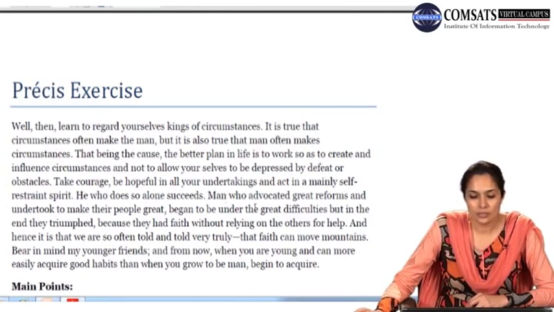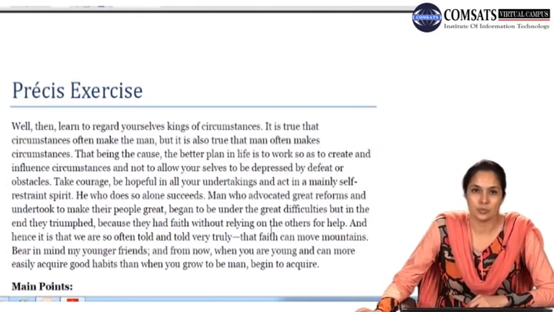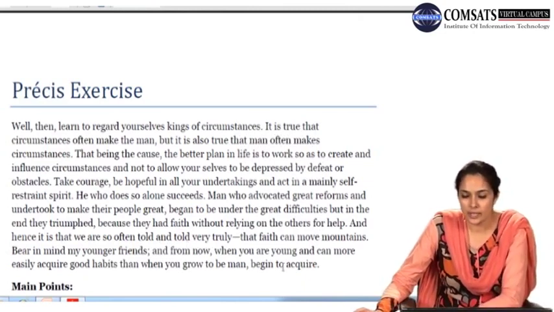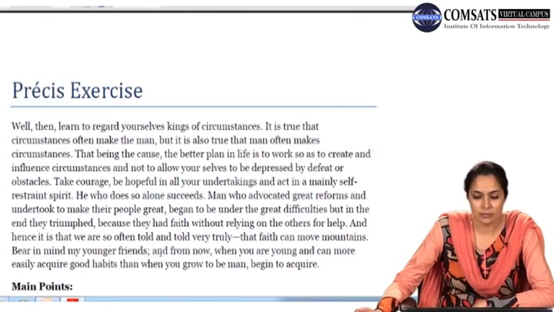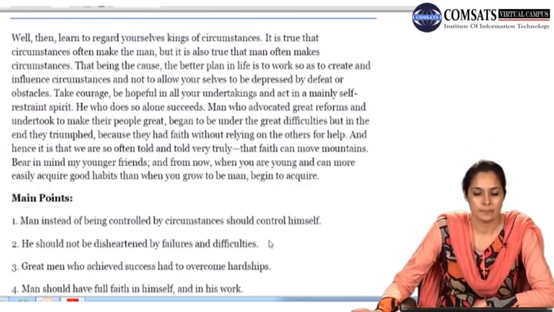Many who advocated great reforms and undertook to make their people great began to be under the great difficulties, but in the end they triumphed because they had faith without relying on the others for help. And hence it is that we are so often told, and told very truly, that faith can move mountains. Bear in mind, my younger friends, and from now, when you are young and can more easily acquire good habits than when you grow to be man, begin to acquire.